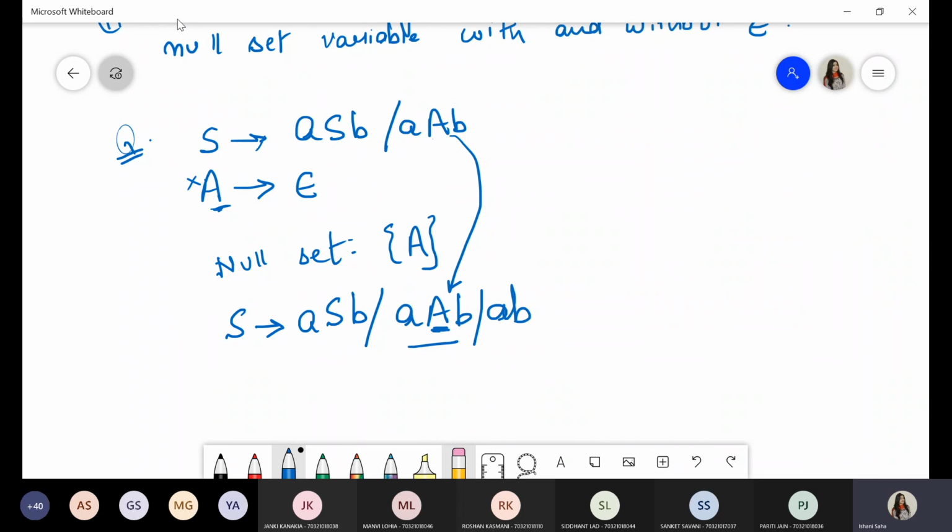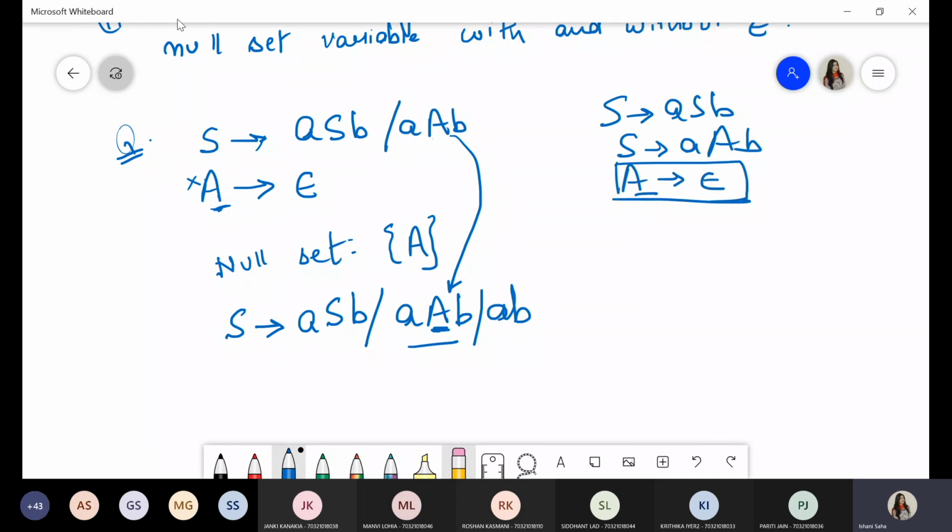Ma'am, could you explain this one again? Yeah, sure. See, first you finalize the null set. And how do we finalize the null set? You check all the productions. How many productions are there in this grammar? One is S tends to capital ASB, and another one is A tends to epsilon. So this is obviously the direct production, so this capital A I'm going to include in my null set.